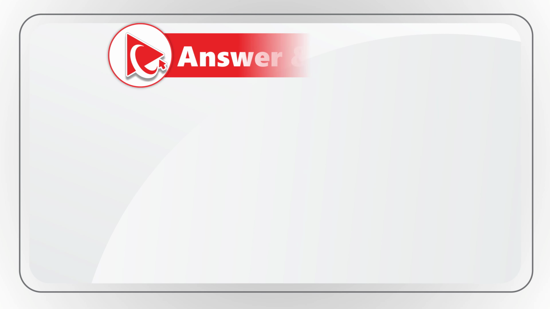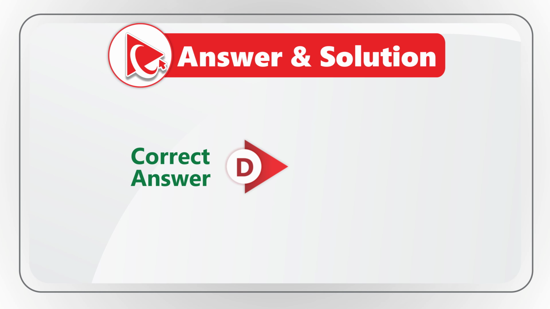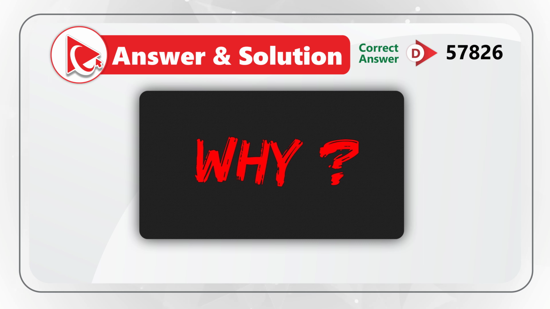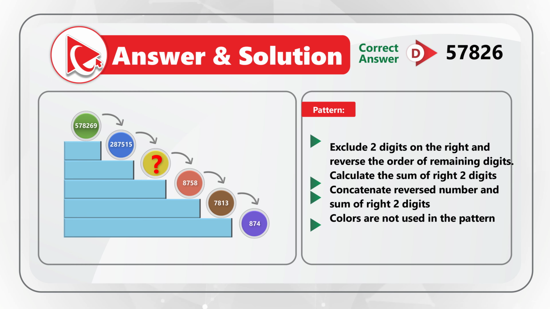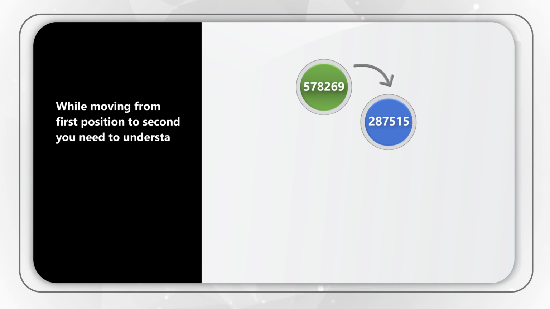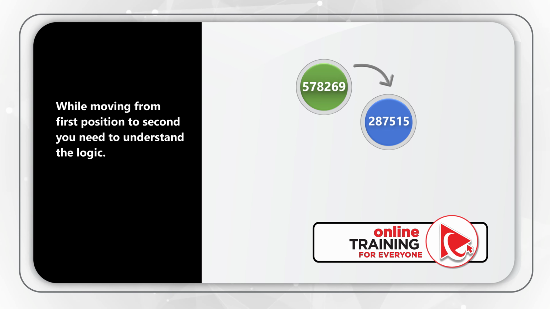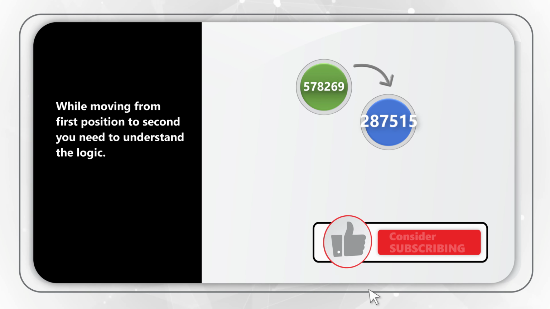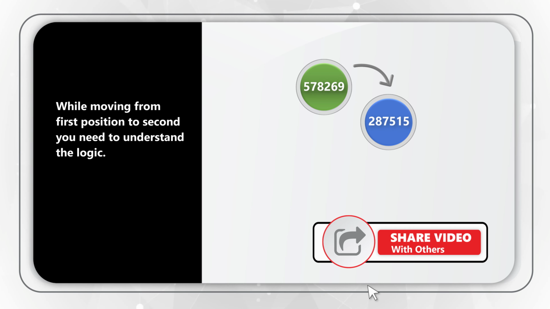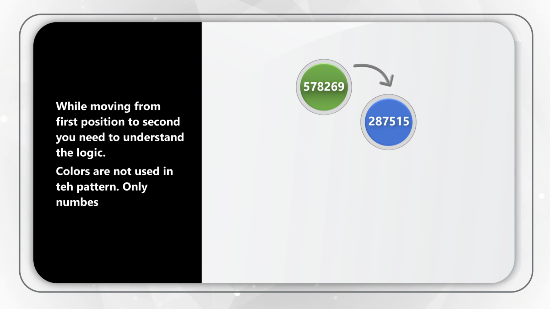I believe the correct answer here is choice D, 57,826. To understand why, let's look at the pattern. As ball rolls from first position to the second, and we transform from digits 5, 7, 8, 2, 6, 9 to digits 2, 8, 7, 5, 1, 5, we need to understand the logic. As you might have suspected, the colors are not used in the pattern, and they're there just to deceive you. Only numbers are important.